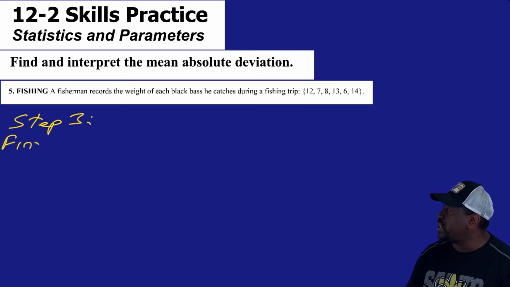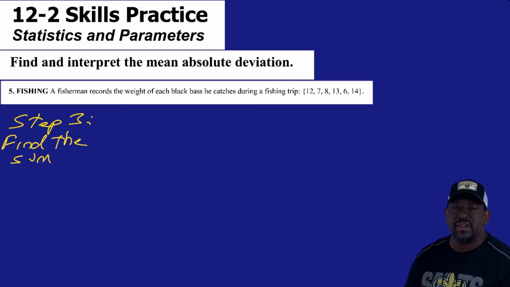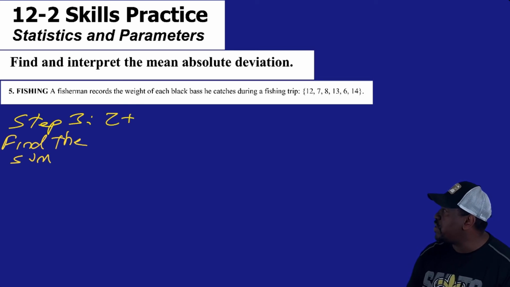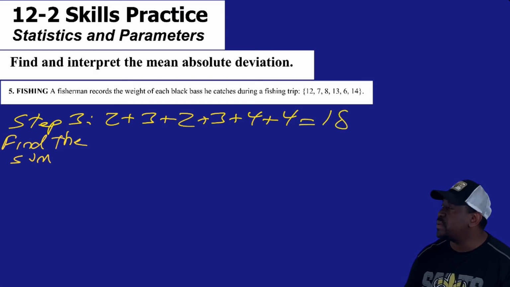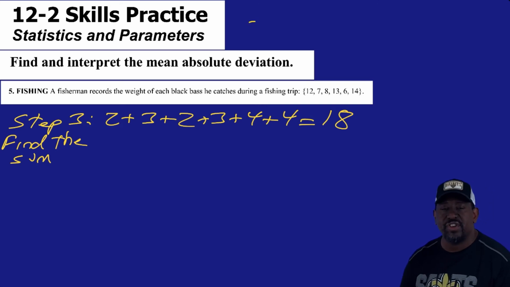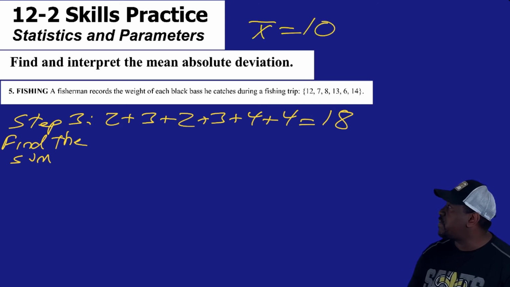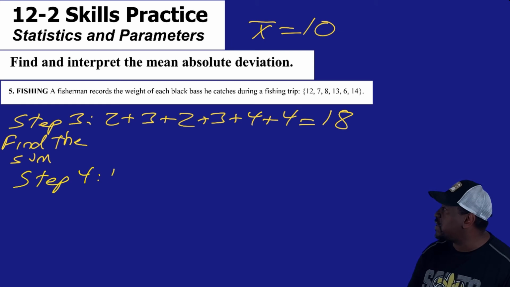Step 3 is we're going to find the sum of those differences that we just calculated. We add all those together, which was 2 plus 3 plus 2 plus 3 plus 4 plus 4, and when you add all that together, we get a sum of 18. That's step 3. For step 4, what I'm writing is the mean, because we will need that; we've already calculated it, and I'm putting that off to the side.